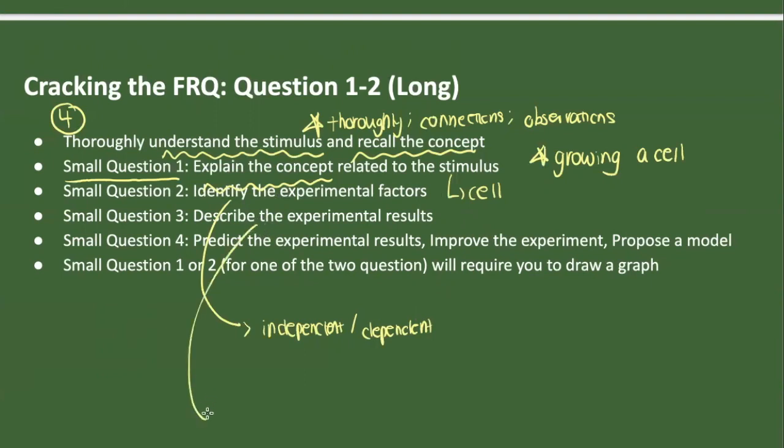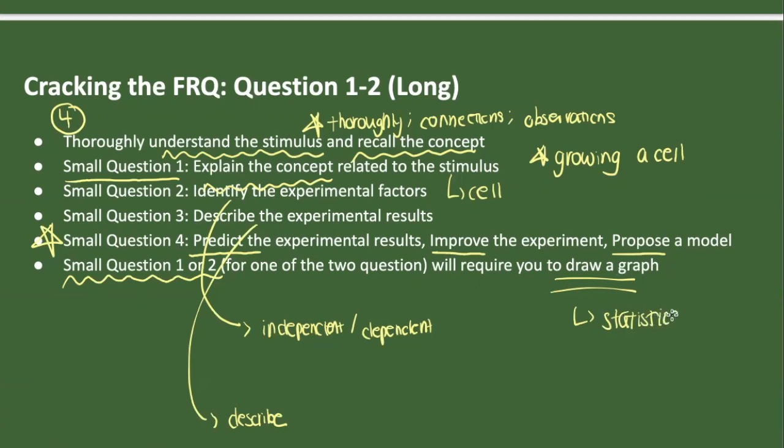And small question 3 will ask you to describe the results. And small question 4 will ask you to predict the experimental results or improve the experiment or propose a model. So generally assumed to be the most difficult part. One of the 2 long questions for either small question 1 or 2 will require you to draw a graph. Okay, so you do have to know a little bit about how statistics work. But I'll teach you, do not worry.